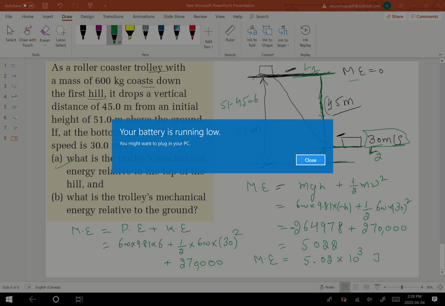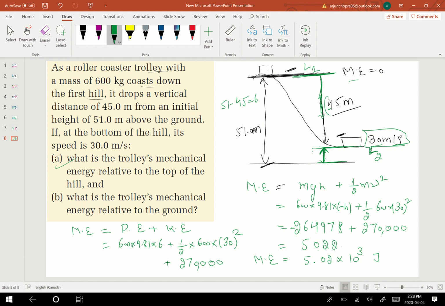This kinetic value will remain the same, 270,000. Now to do the other calculation, 600 times 9.81 times 6 comes out to be 35,316. Plus 270,000, the final mechanical energy value will be 305,316 joules. Hopefully you were able to understand another concept of mechanical energy. I'll see you with another video. Bye now.